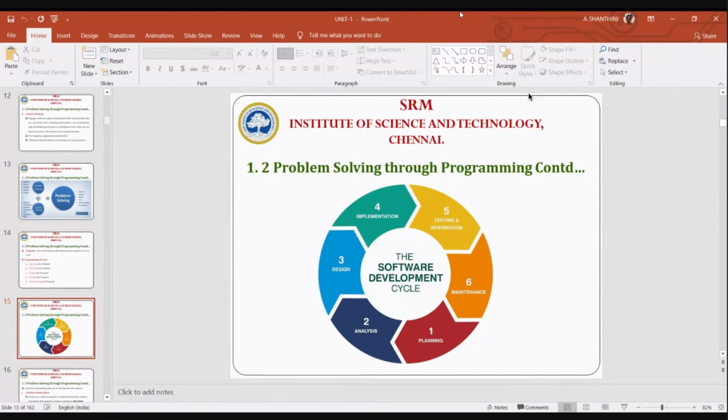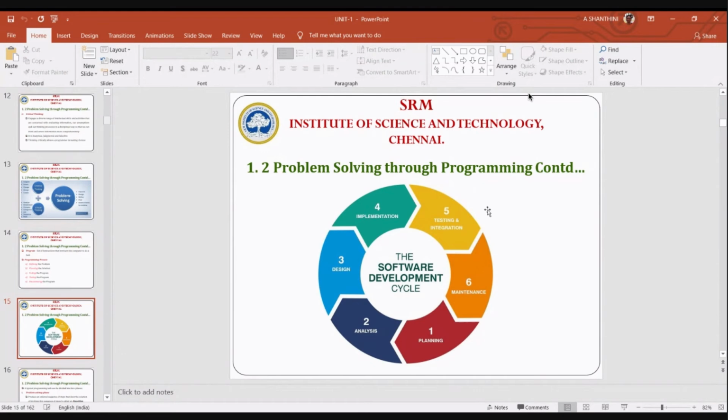So this is the software development life cycle. Actually, you have a subject in your first year, right? Maybe next year you will be learning software engineering and project management, which deals with this in more detail, how they will be doing it.